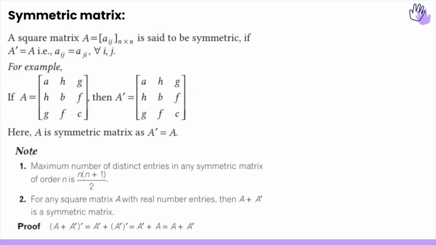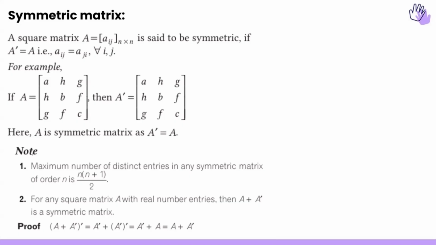So a square matrix A equal to [aij] of n by n. We have already discussed what a square matrix is. A square matrix is a matrix where the number of rows is equal to the number of columns. If they are not equal, then we call it a rectangular matrix. If they are equal, then we term it a square matrix. It is said to be symmetric if A bar equals A. That means if I give you a matrix A, and you take the transpose of it, and you find the corresponding elements are the same, then that matrix can be termed a symmetric matrix.